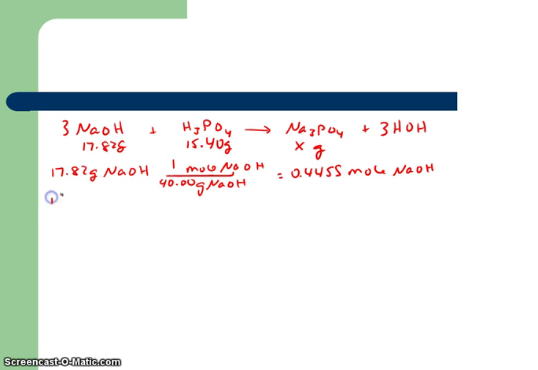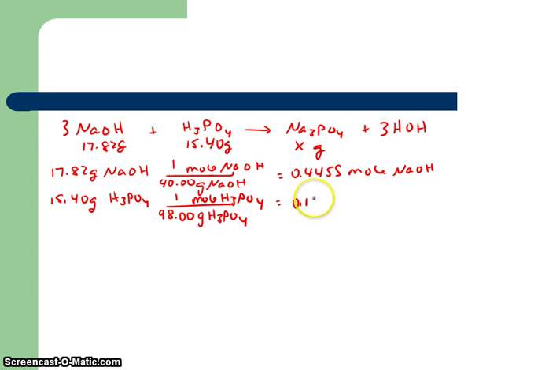We're going to take 15.40 grams of phosphoric acid and convert that to moles. So we're going to cancel out grams and go to moles. 1 mole equals our molar mass, and for phosphoric acid, that's 98.00 grams. So we have 0.1571 moles of phosphoric acid to start with.